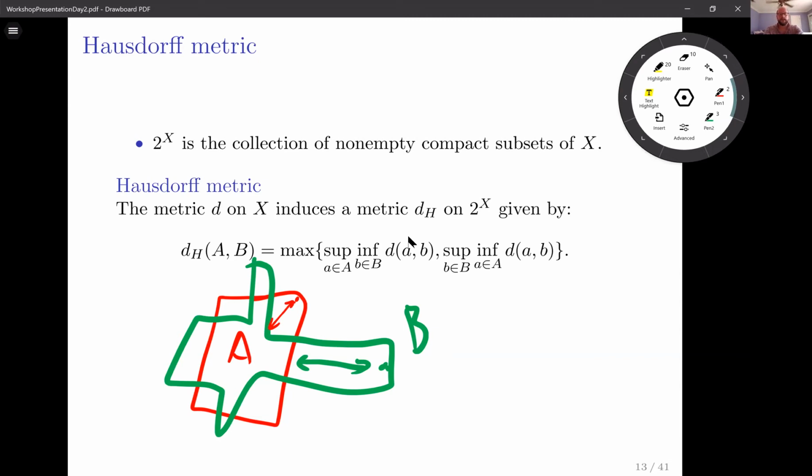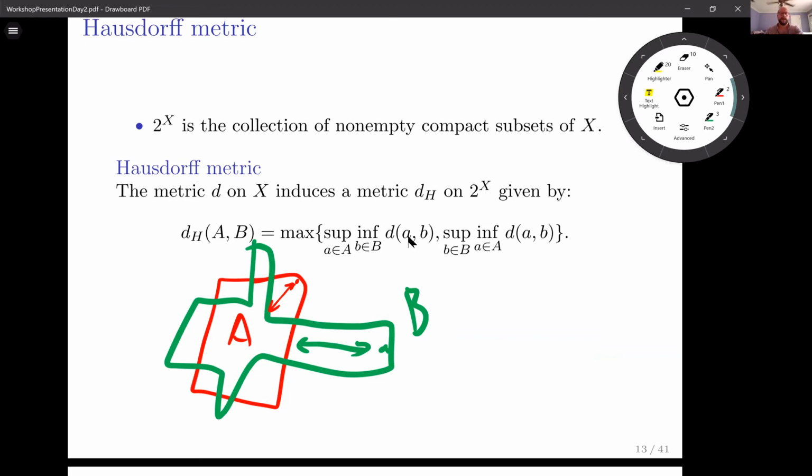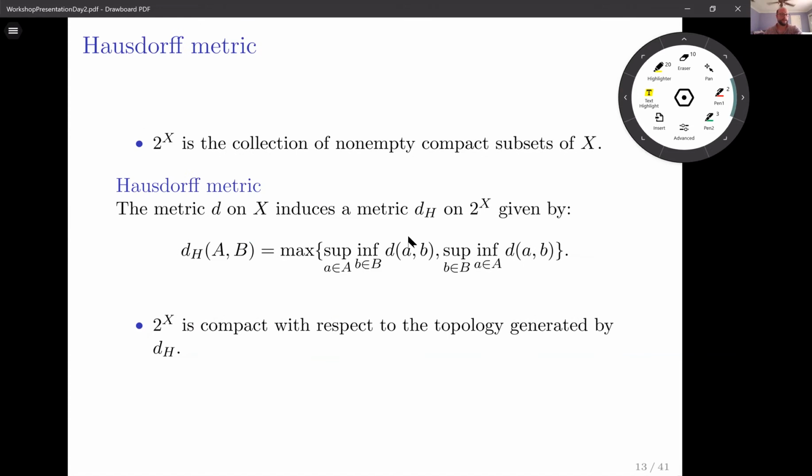Because we're taking that maximum, we're taking the maximum of all of these distances: how far away a point from A is to a point in B, and also how far away points in B are to A. So this metric on the compact spaces, we can work with pretty straightforwardly with a little bit of effort, a little bit of practice. We see that this is indeed a metric, okay? And it has the property that the space 2 to the x is compact with respect to this metric, which is really useful going forward.